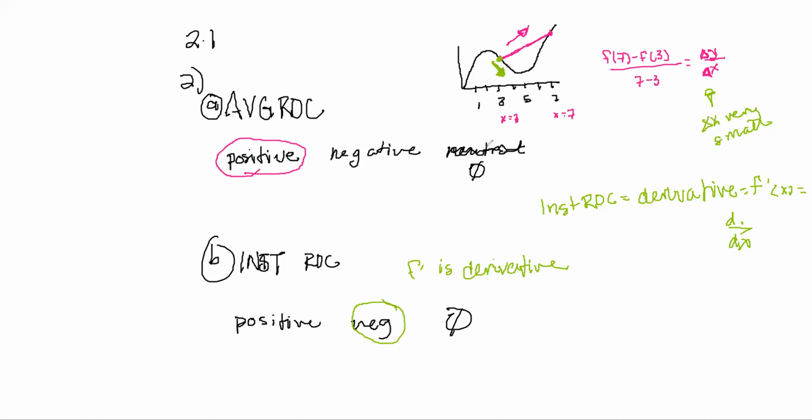Let's try number 8. Here we have the size S of a tumor in cubic millimeters, given by S equals 2t, where t is the number of months since the tumor is discovered. Give units with your answers.